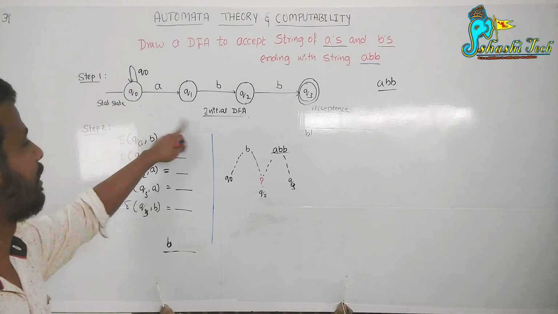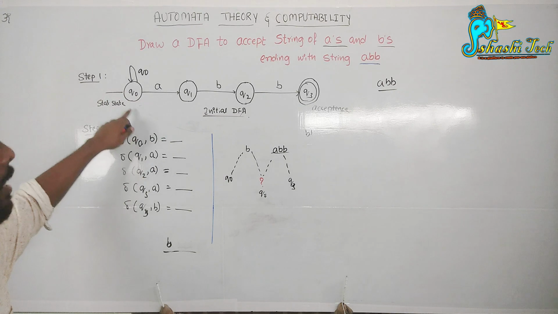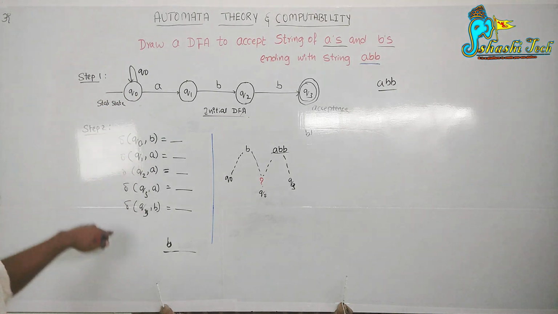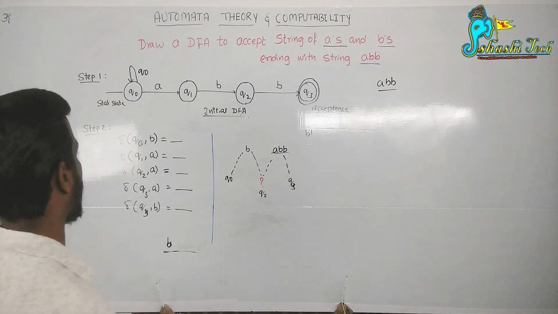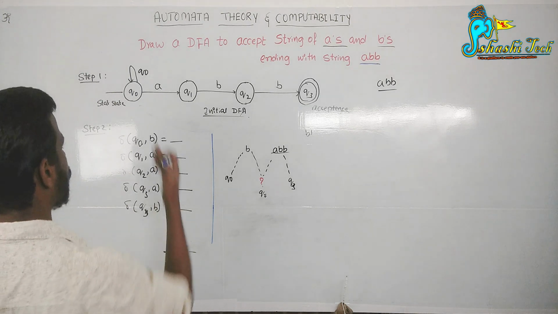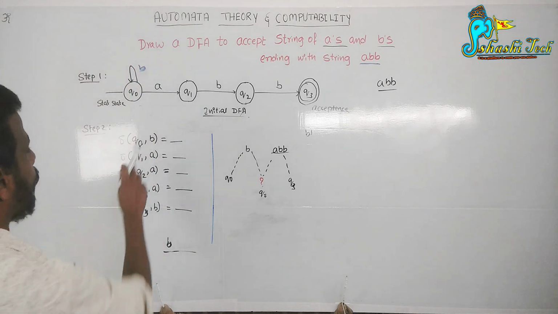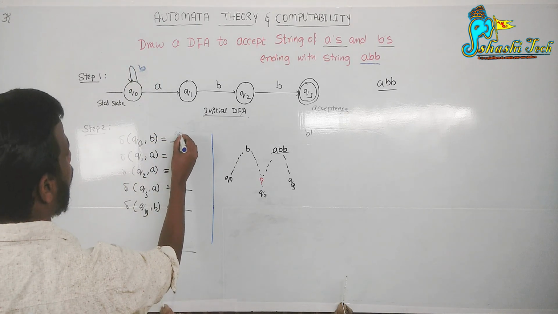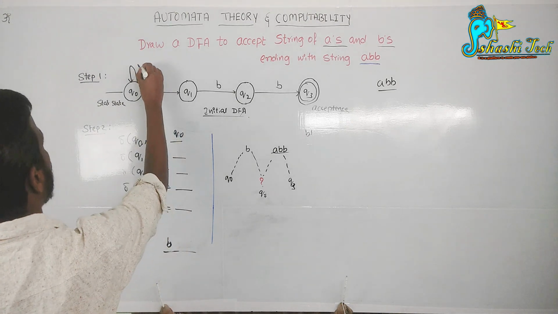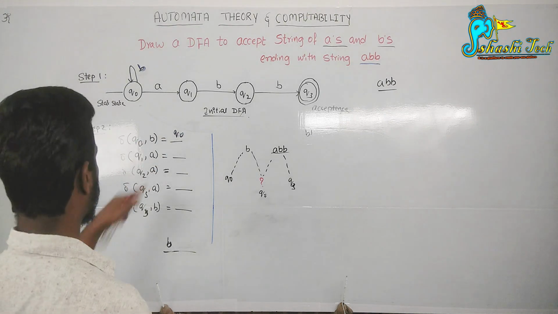As space is insufficient, I am writing the entire diagram in step 1 only. You should not write the entire diagram in step 1. You should write it separately in step 2. Okay, Q0 upon accepting B is reaching the same state, that is the Q0 state. Okay, first one is completed.